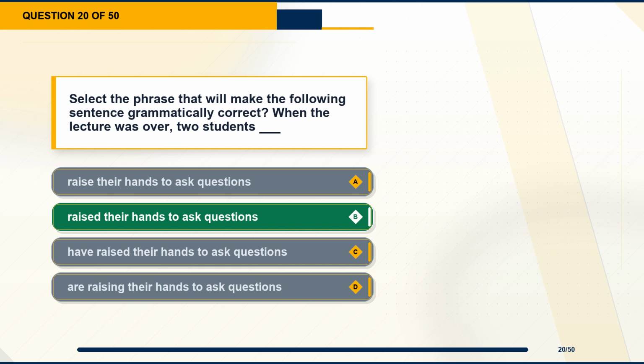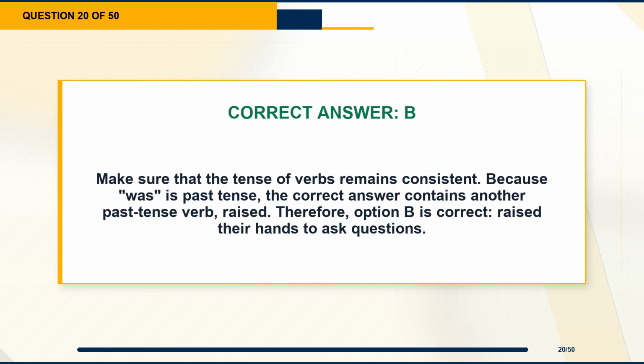The correct answer is option B, raise their hands to ask questions. Explanation. Make sure that the tense of verbs remains consistent. Because was is past tense, the correct answer contains another past tense verb, raised. Therefore, option B is correct, raise their hands to ask questions.